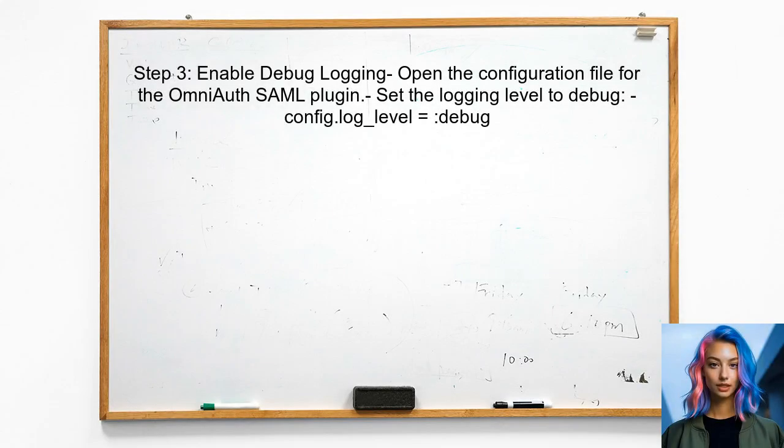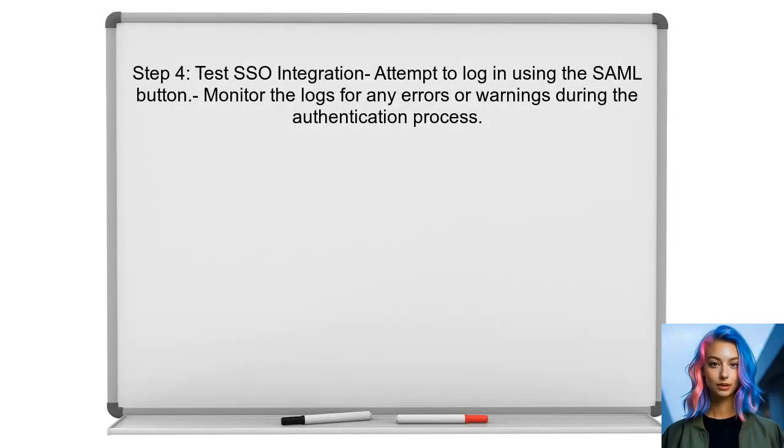After verifying the configuration and attribute mapping, the user should enable debug logging in the OmniAuth SAML plugin. This will provide more detailed information about the authentication process and help identify where the issue lies. Finally, the user should test the SSO integration again after making these adjustments. They can do this by attempting to log in through the SAML button and observing the logs for any errors or warnings.